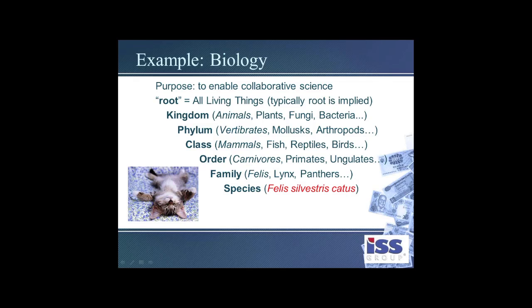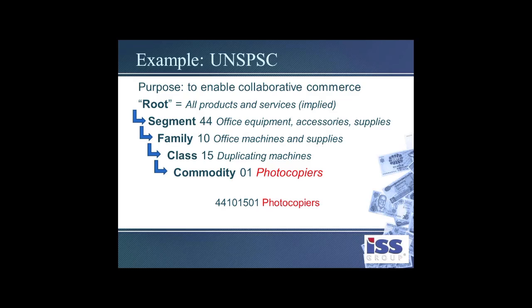So within the kingdom of animals, you can go to vertebrates, which are a part of the phylum. Within the phylum of vertebrates, there is a class, which is mammals. Within the class of mammals, there is an order of carnivores. And within the order of carnivores, there is a family of felids. Now, within Felis, which are the cat family, there are a number of species, and among these is Felis silvestris catus, or as we think of it, the common house cat.